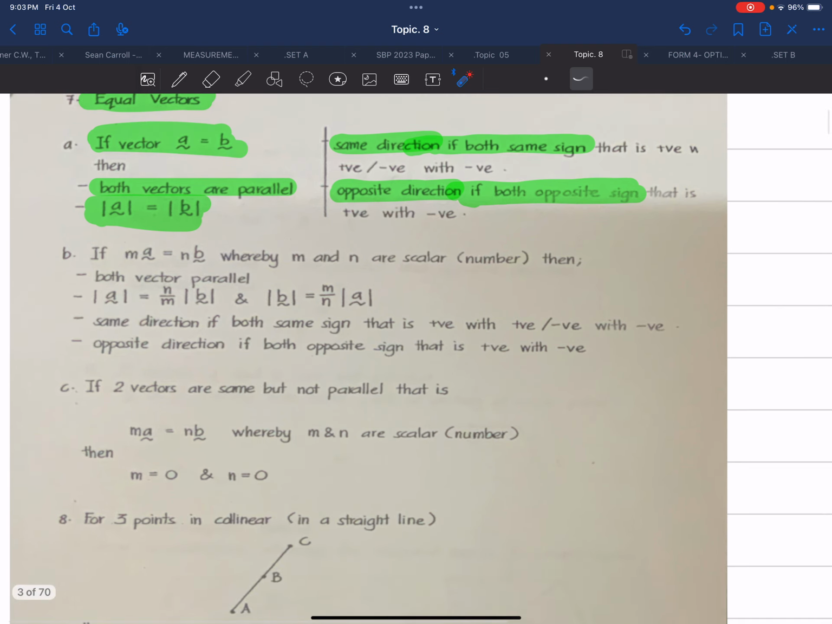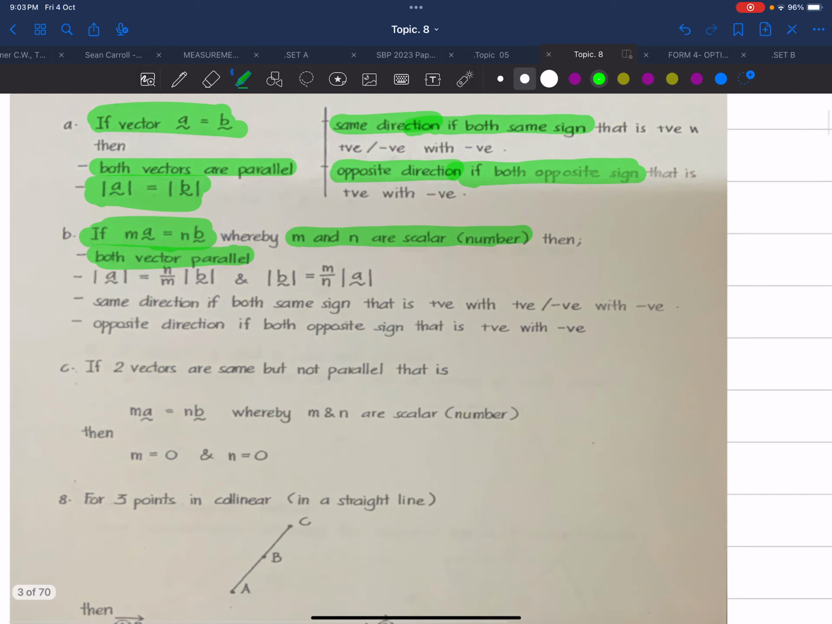Next, we are still on equal vectors. If mA same as nB, the m and the n are numbers. The A and B are vectors. So if we have m vector A same as n vector B, whereby m and n are scalars, numbers, then again, both vectors must be parallel, but the magnitude of vector A is n over m of magnitude vector B.